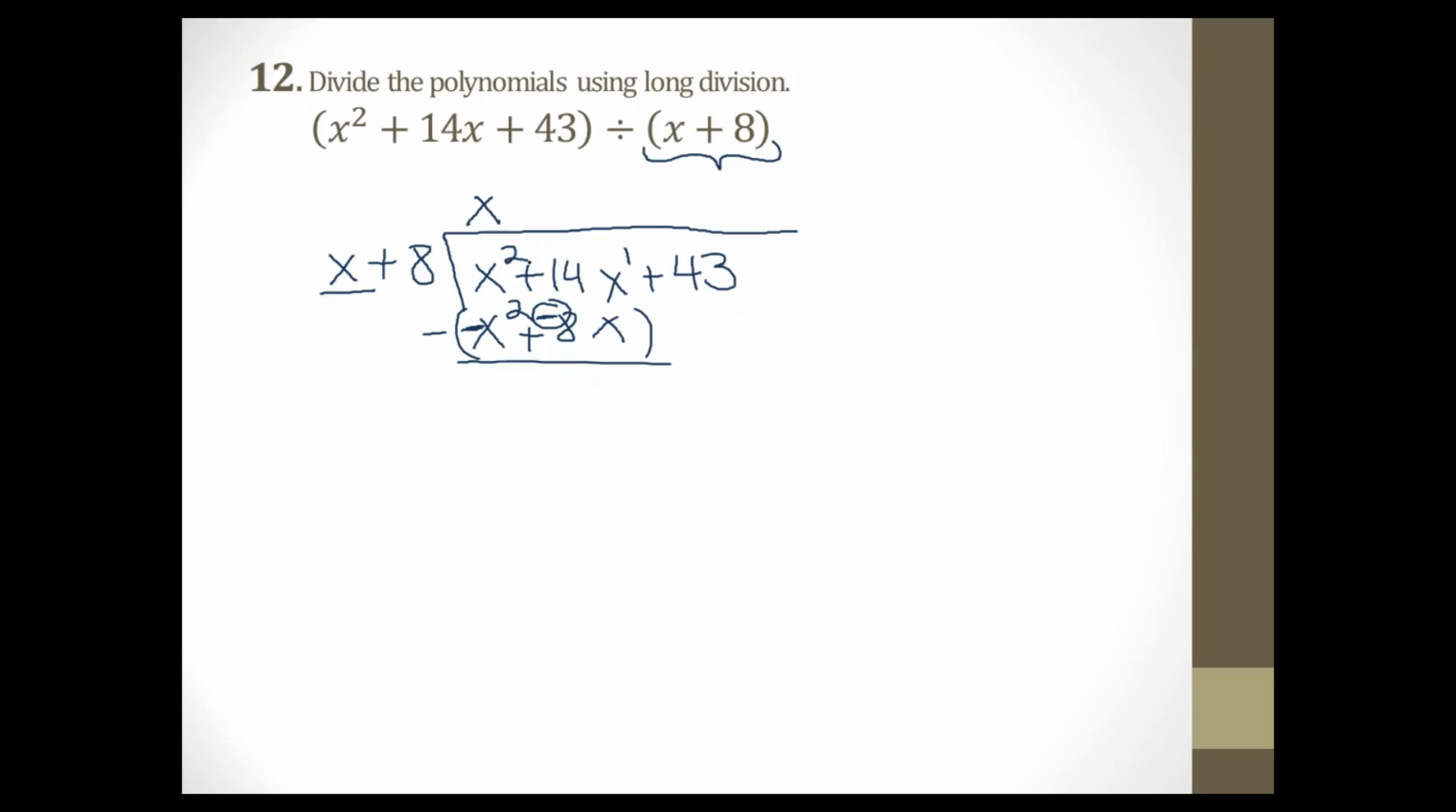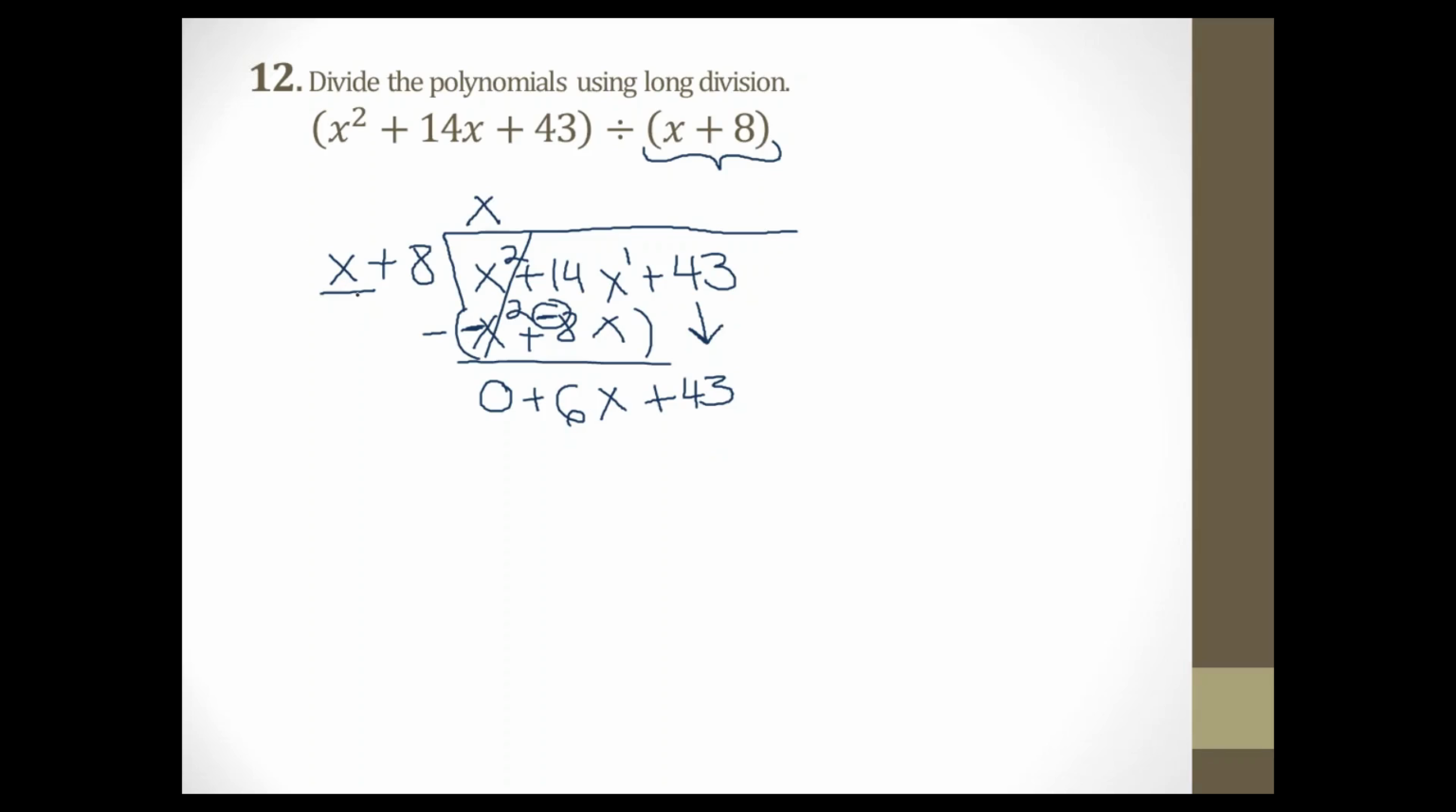Now we're ready to just add down x squared minus x squared. This first term should always cancel out. That's how you know you did it correctly. And then 14x minus 8x. That leaves me with 6x. And then I'm going to bring down my next term, so plus 43.